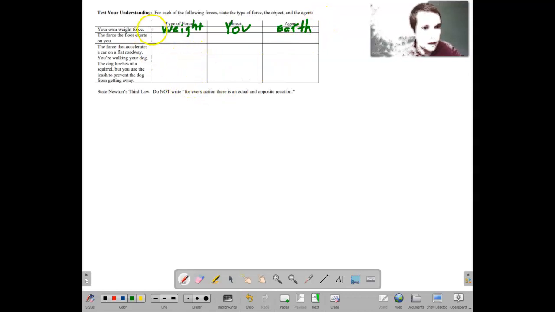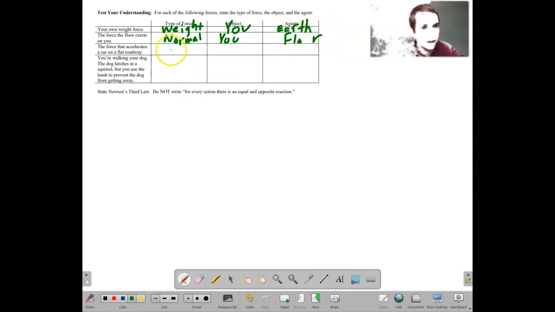The force the floor exerts on you, that is a normal force because it is a surface and it's perpendicular to the floor. The object here, again, is you. And the agent this time is, that's right, the floor.